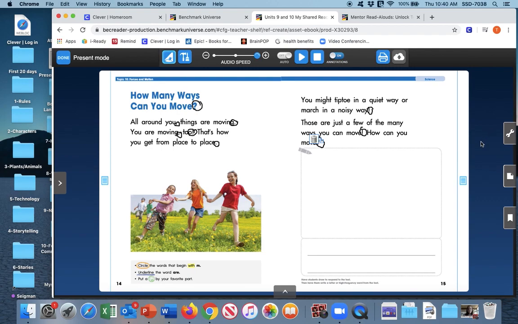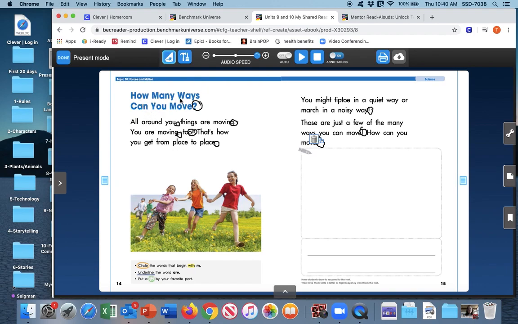Now we're going to practice reading it together and using the punctuation marks. So just go ahead and you can use a bookmark or your finger to follow along with me.